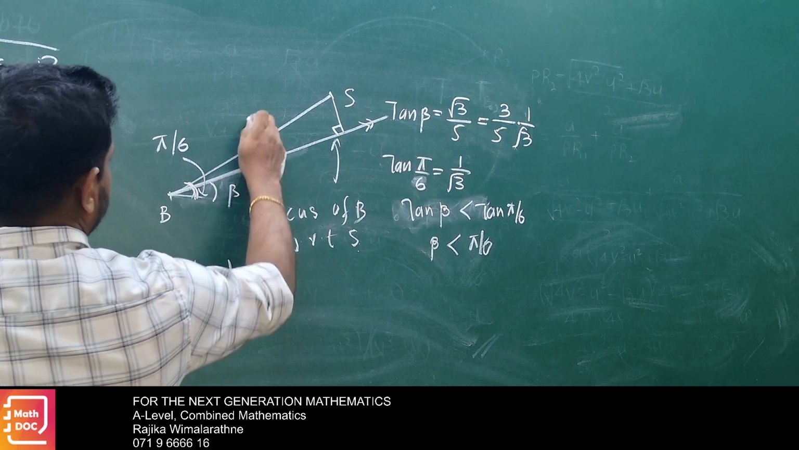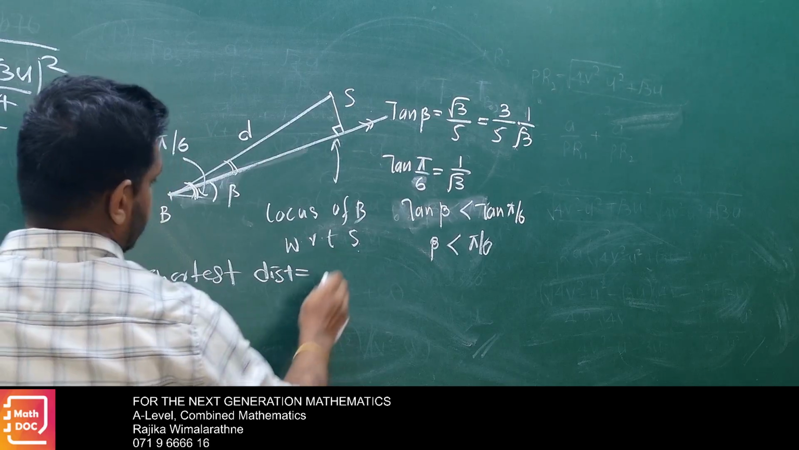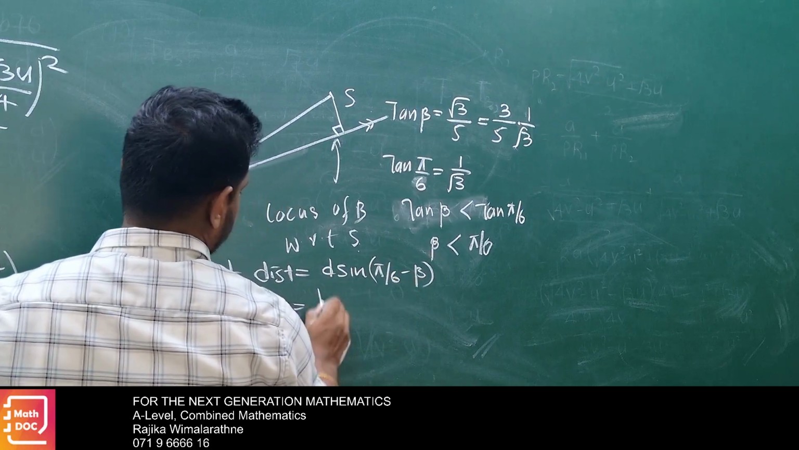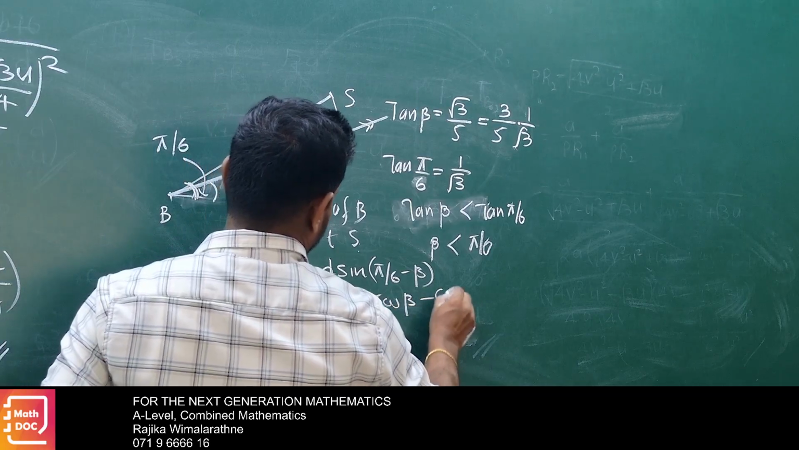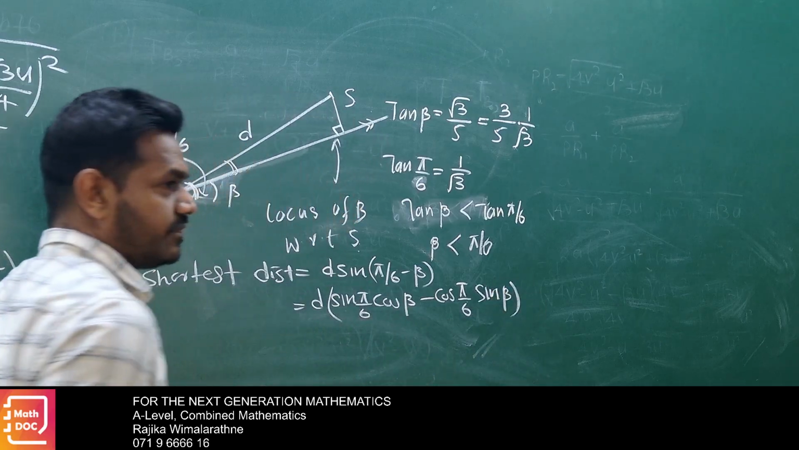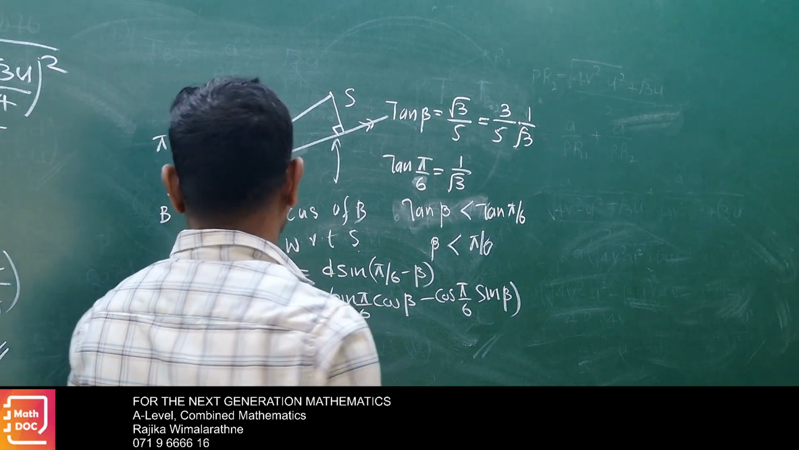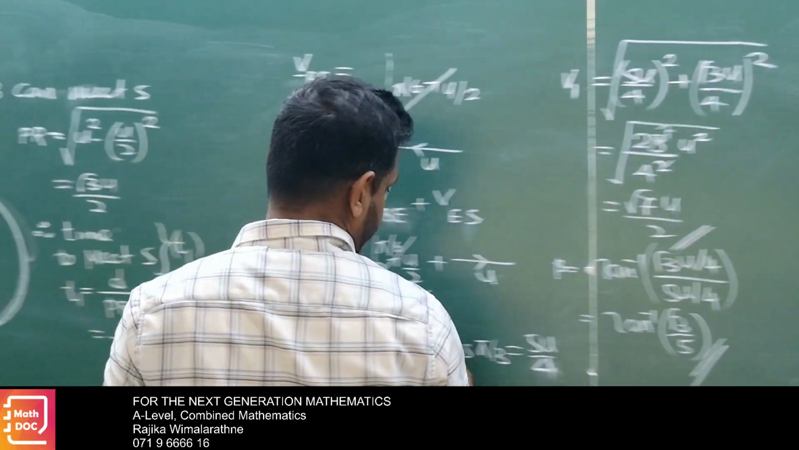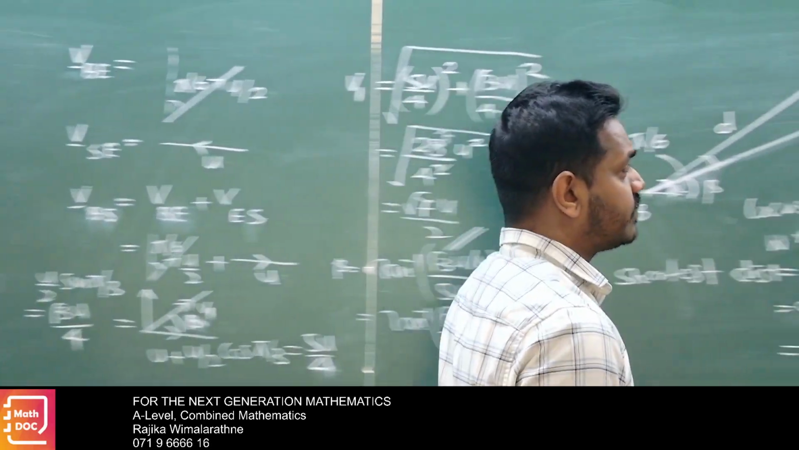Shortest distance, here D, with angle pi over 6 minus beta, resolve. D sine of (pi over 6 minus beta) equals D sine pi over 6 cos beta minus cos pi over 6 sine beta. Here the shortest distance now. Then you find sine beta. Here this is beta, no? By that you can find sine beta, with tan beta equal to root 3 over 5.